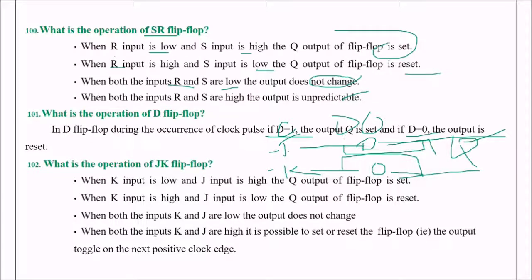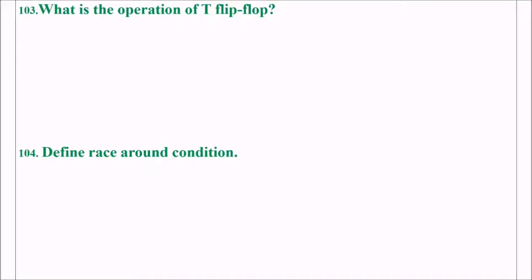If J is low, and if K is low, sorry, and J is again low, Q is reset. If both the J and K are low, Q does not change. When both inputs K and J are high, it is possible to set or reset the flip-flop, the output toggles on the next positive clock edge. So this K and J, if they remain high, we are not going to get the unpredictable result, but the output, whatever output was there, it will toggle, it will change from its previous form.